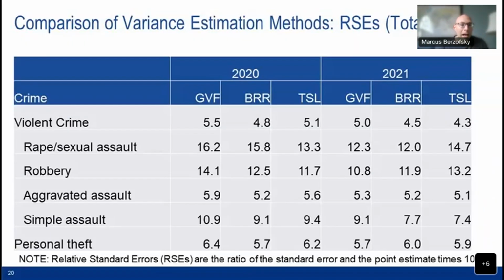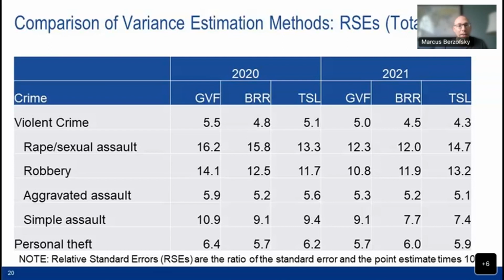Okay. Last, in this section, I just wanted to show you how the estimates are different. I have 2 years here, 2020 and 2021, and I have all the types of violent crime and then personal theft. The numbers in the table here are what's called the relative standard error. For those who don't know what a relative standard error is, it's the ratio of the standard error over the point estimate, times 100. So it's a percentage, and it's a measure of the quality of the precision of the estimate.